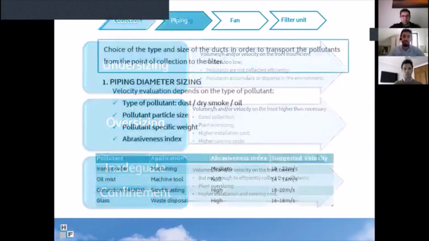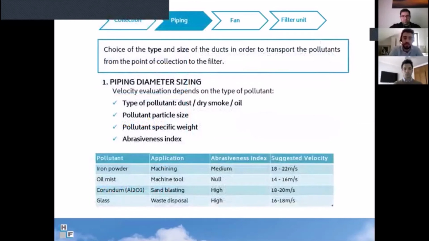Okay. The second very important thing in the design of a filtration system is the piping. So all the tubes from the collecting point, the suction point, to the filter and the exhaust to the chimney. The pipe is important because it makes possible the transport of the pollutant from the suction point to the filter.